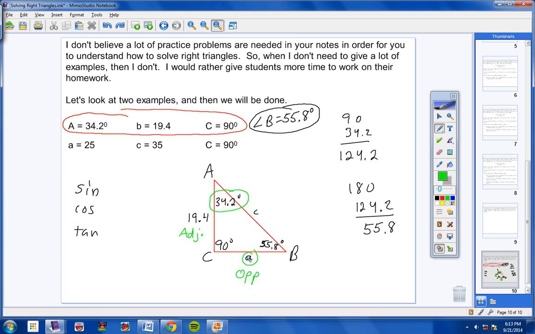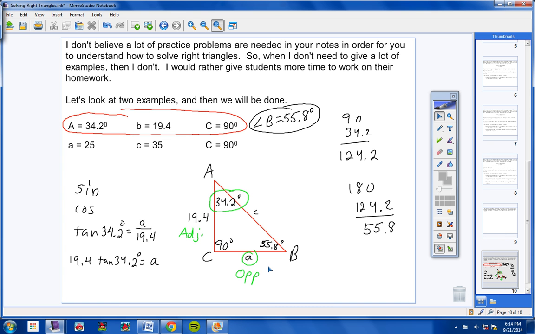So the two sides I'm dealing with are opposite and adjacent. Now, which trig function over here deals with opposite and adjacent? Tangent does. So the tangent of 34.2 equals opposite over adjacent. There we go. Now we're going to multiply both sides by 19.4. So 19.4 tangent 34.2 equals A. And now, because we're dealing with degrees, make sure your calculator's in degrees. With your calculator, you would type in 19.4 times the tangent of 34.2, and you would get out the length of A.